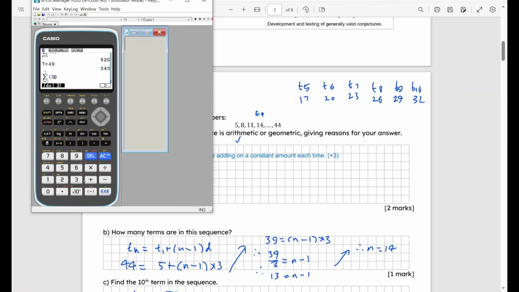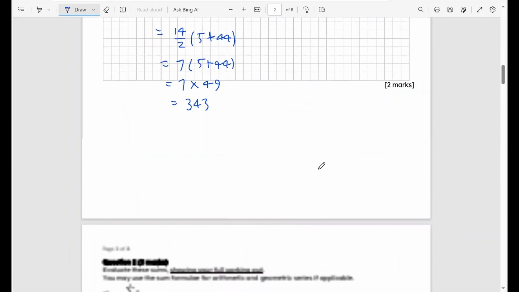So basically our sequence looks like 5 plus, well, realistically, 5 plus x take 1 times 3 is how we define our sequence. And if we sum that from x being 1 all the way up to 14, then that should give us 343 as well, which it does.